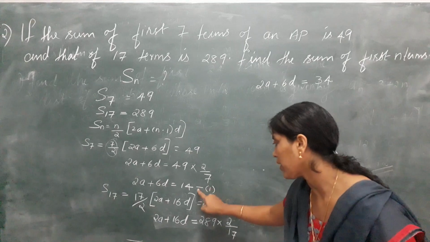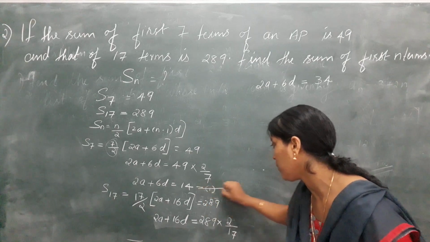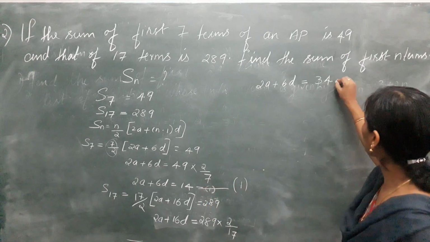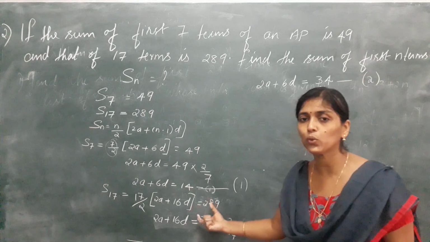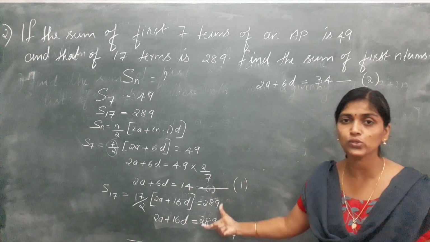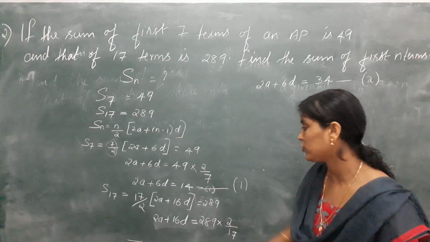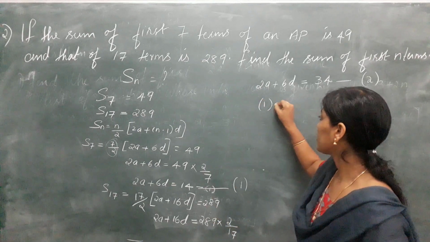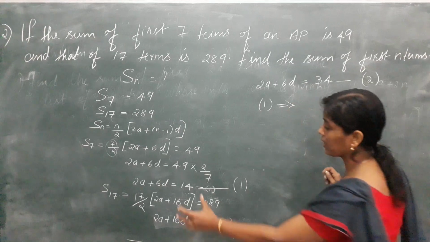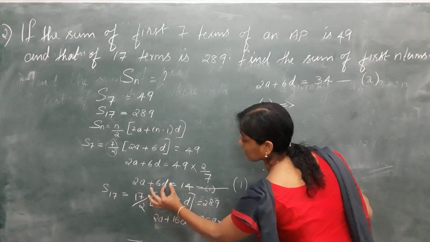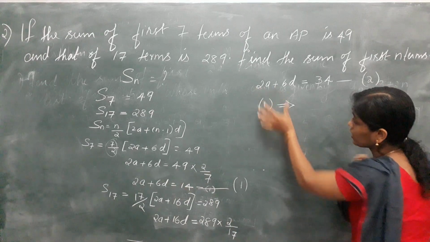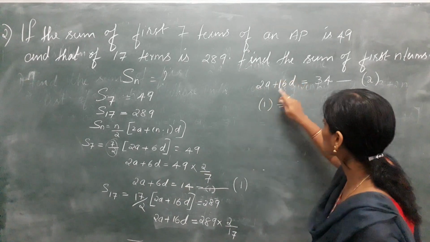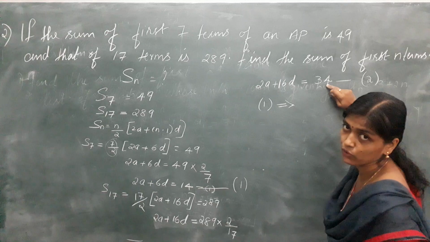Now you are getting two equations. This is equation number 1, and we take this as equation number 2. Now we know how to solve when you get two equations like this. We take the first equation and write it here: 2a plus 6d is equal to 14, and in this equation, 2a plus 16d is equal to 34.